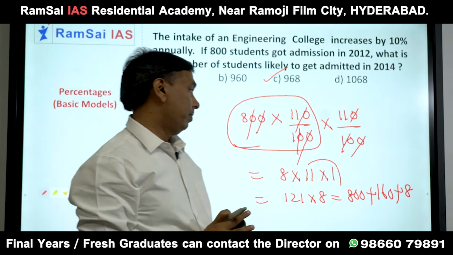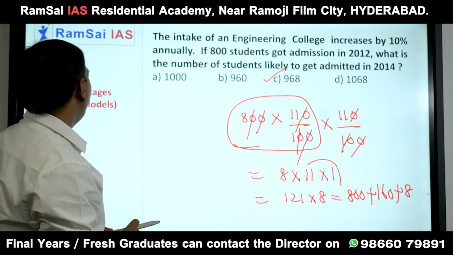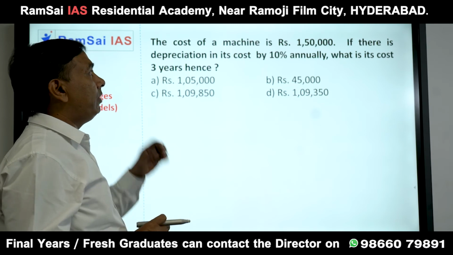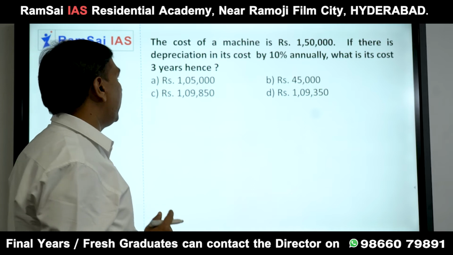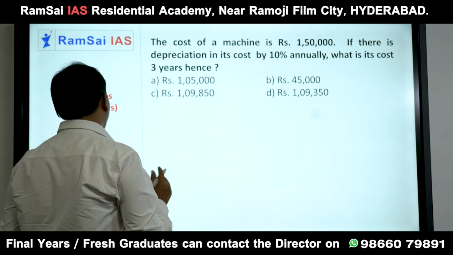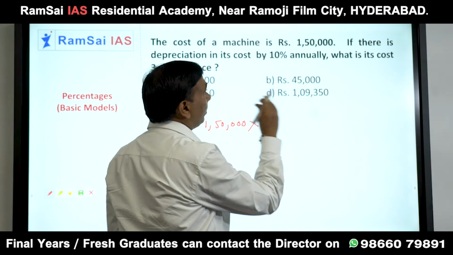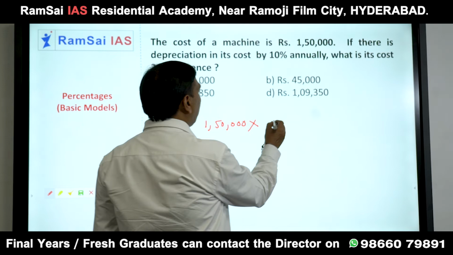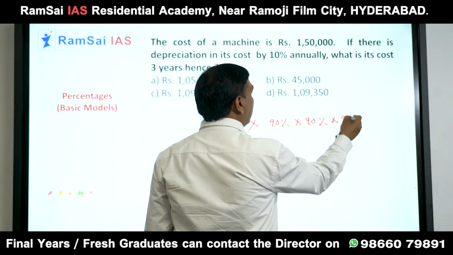That's it. Okay. 968 is the intake in the year 2014. Very simple problem. The cost of a machine is rupees 1,50,000. If there is a depreciation of its cost by 10% annually, what is its cost 3 years hence? So initially the cost is 1,50,000. There is a depreciation of 10%. That means it has been reduced to 90% of its value. Into 90%, into 90%, again into 90%.